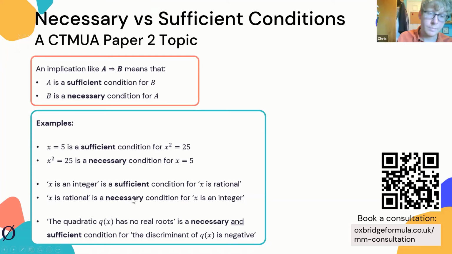And lastly, sometimes things can be necessary and sufficient. If a quadratic has no real roots, then its discriminant is negative, and also vice versa. So both of those are necessary and sufficient conditions for each other. So we thought we'd just give a simple definition there. This is the kind of thing that we cover a lot more of in our CTMUA paper 2 course, and you will do at university if you're doing maths or computer science. It's stuff that you will need to know eventually.